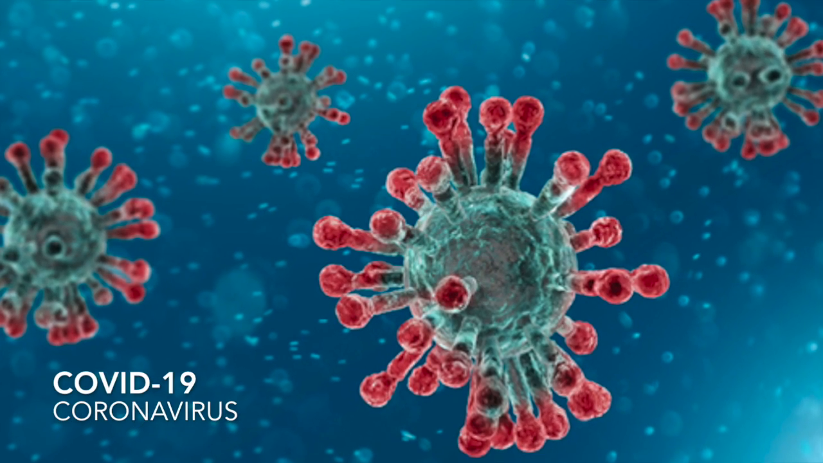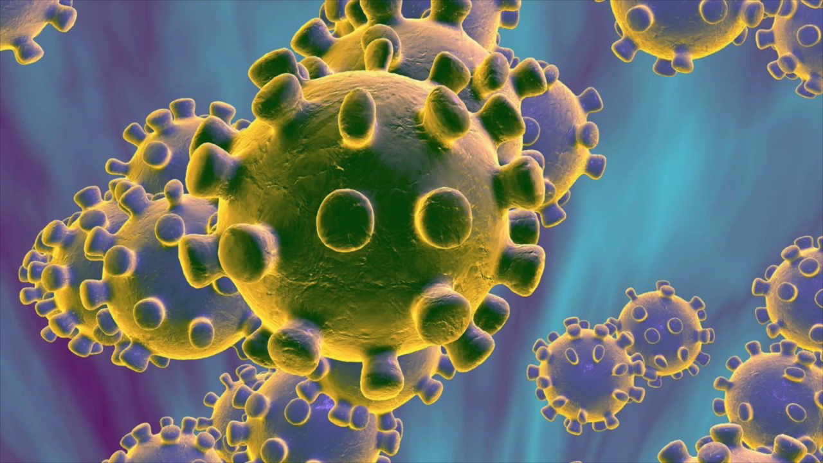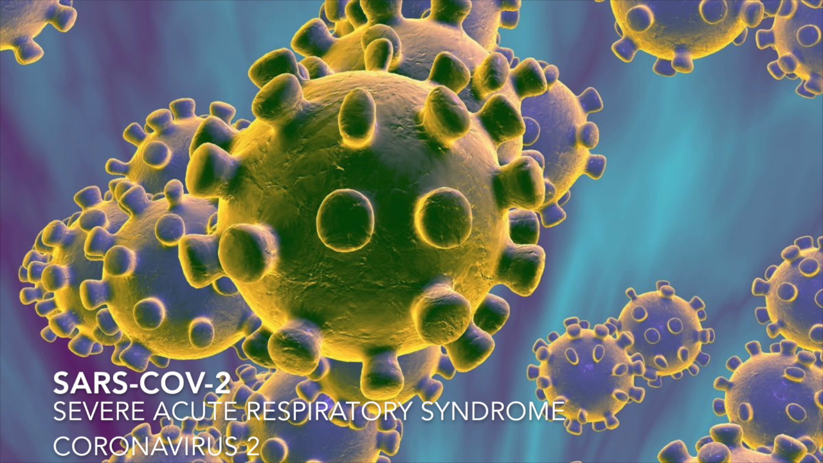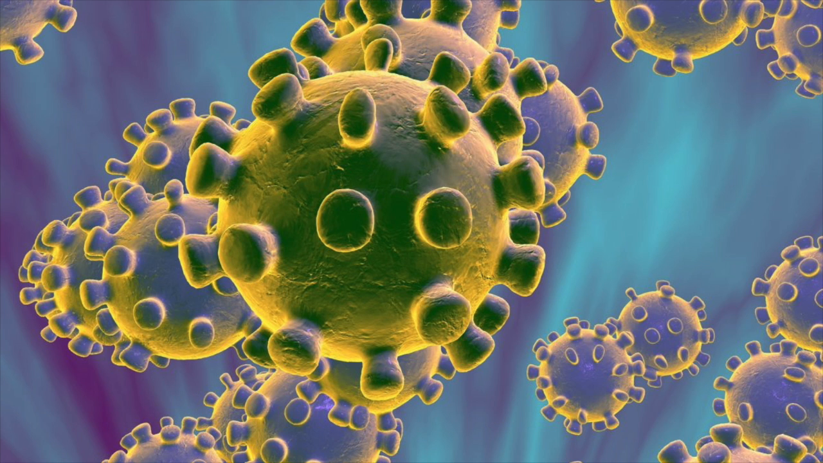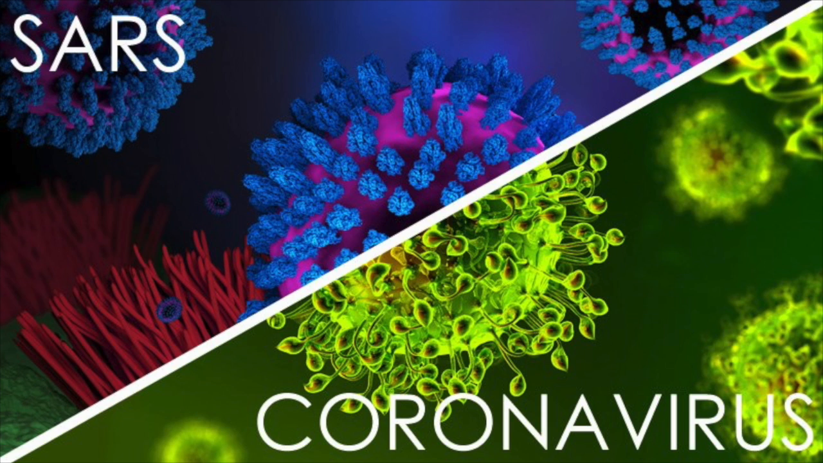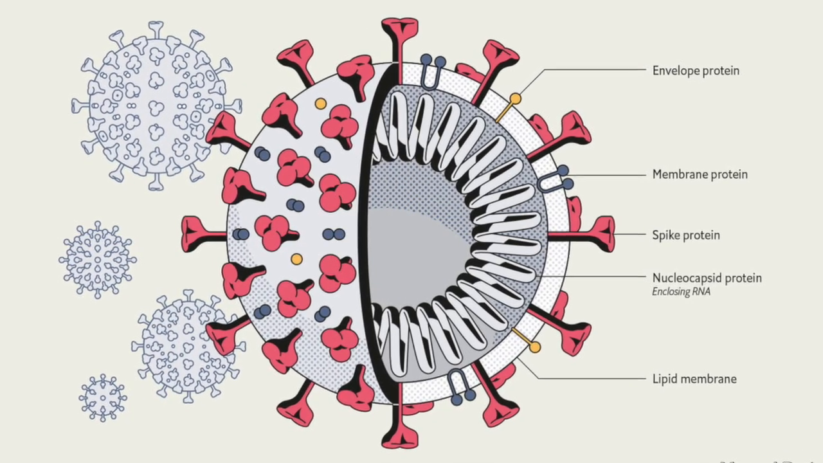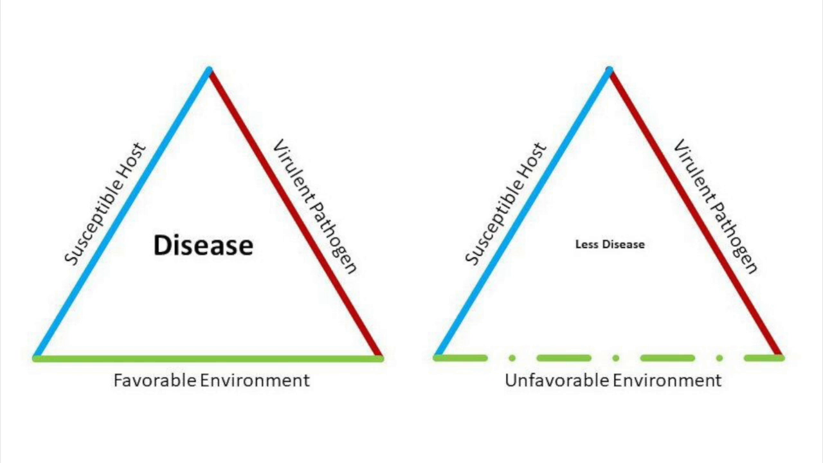So COVID-19 was created by SARS-CoV-2, which is also known as Severe Acute Respiratory Syndrome Coronavirus 2. And this is because they are genetically similar to the SARS coronavirus, which caused the outbreak in 2002. And here you can see the deeper structural anatomy of the coronavirus.